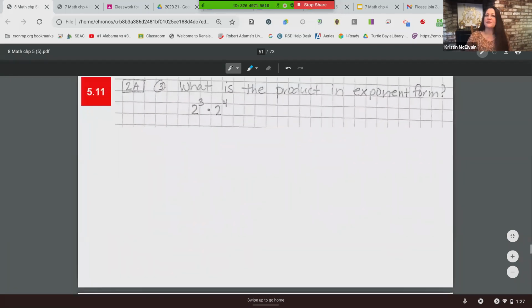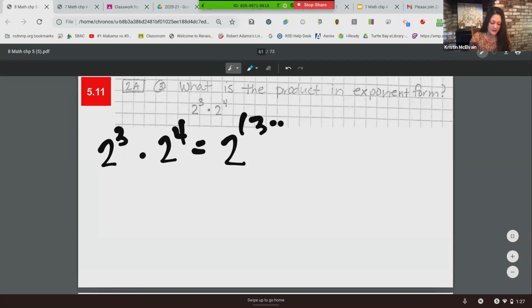Number 3, what is the product in exponent form? Okay, so it says exponent form. It does not say to solve. Okay, when you're multiplying exponents with the same base, both of these have a base of 2, that means we're going to add the exponents. So 2 to the 3rd times 2 to the 4th equals 2 to the 3 plus 4, which is 2 to the 7th.